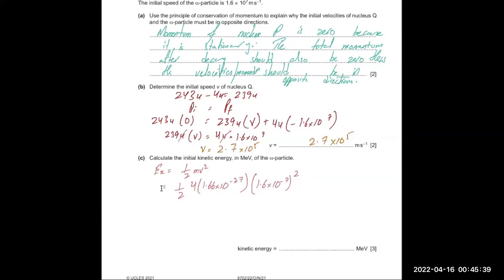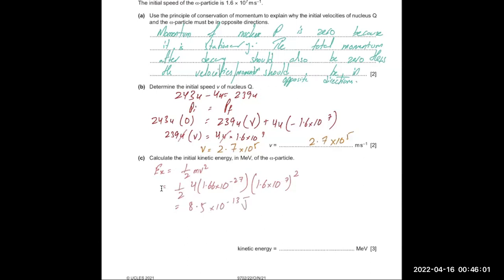Not minus 7. I don't know why I keep writing it as minus 7. It's 1.6 into 10 raised to the power 7 meters per second. And that gives us the kinetic energy in joules, 8.5 into 10 raised to the power minus 13 joules.